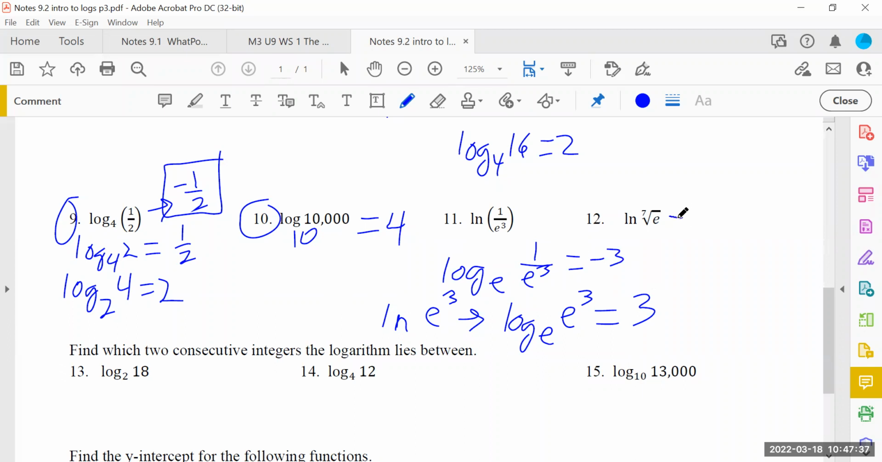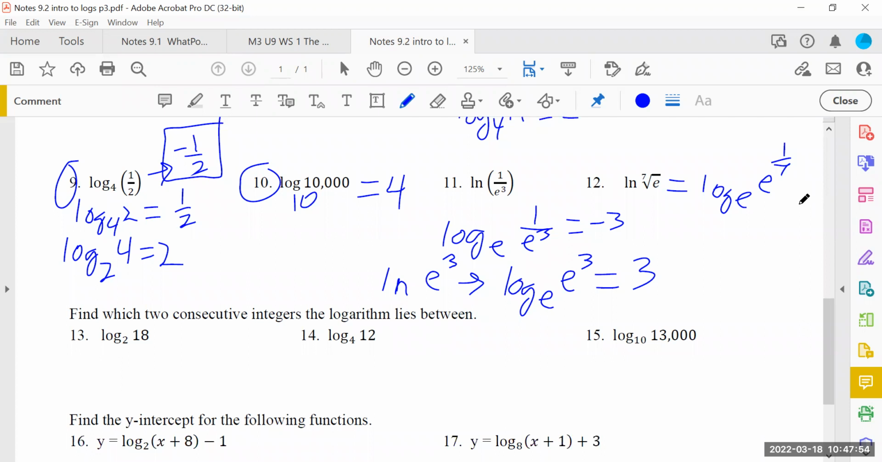So then this one, this is log base e of e to the 1/7 power, right? That's a 7th root is 1/7. So what's my answer there? 1/7. There's a couple of you. 1/7. All right, you guys have 8 minutes here.